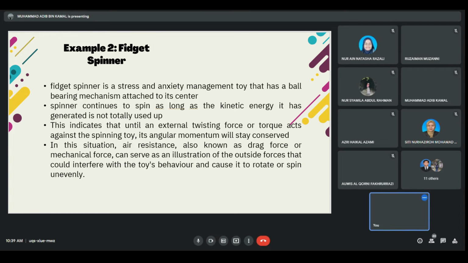conserved. In this situation, air resistance, also known as drag force or mechanical force, can serve as an illustration of the outside force that could interfere with the toy's behavior and cause it to rotate or spin unevenly. The fidget spinner would spin indefinitely in a perfect setting with no air resistance or any other external force acting on the toy.